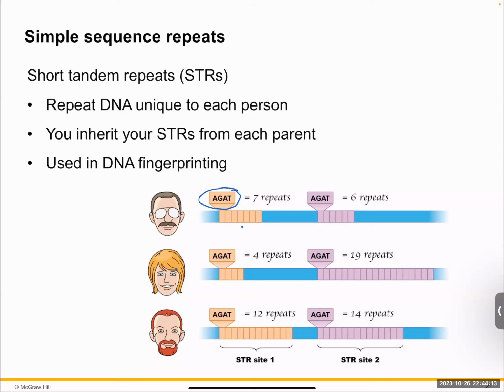Our second person has 4 repeats for the first position and 19 for the second one. And then again, 12 and 14 respectively for our third person. So these are very unique to the individuals, and they do get passed down from parents to the children or their offspring, and they can be used as a fingerprint. So basically see how that person might be related to the parents or to other people.